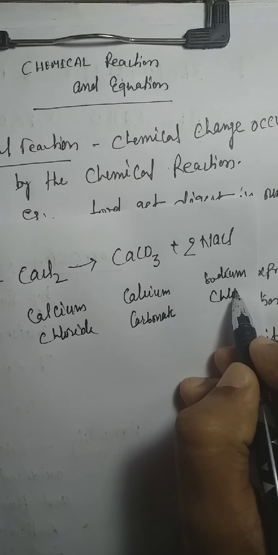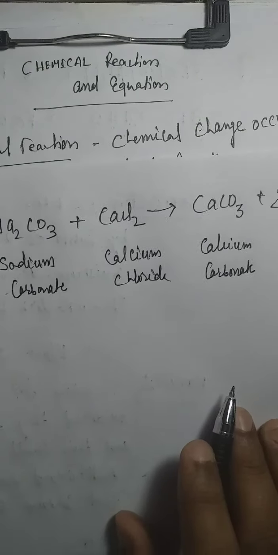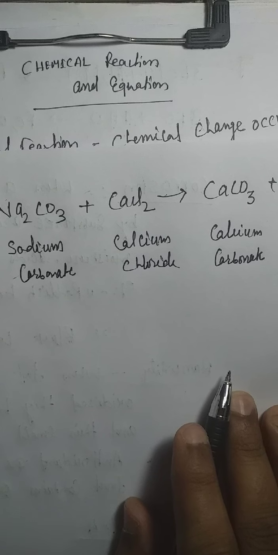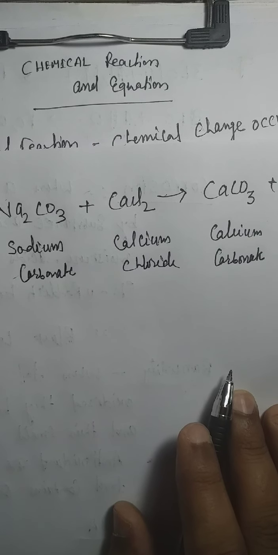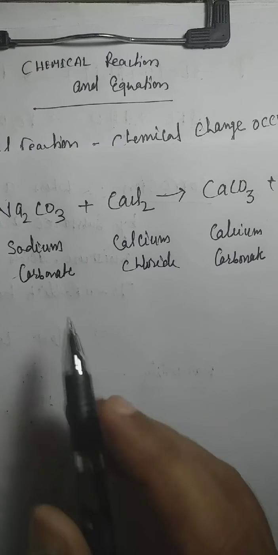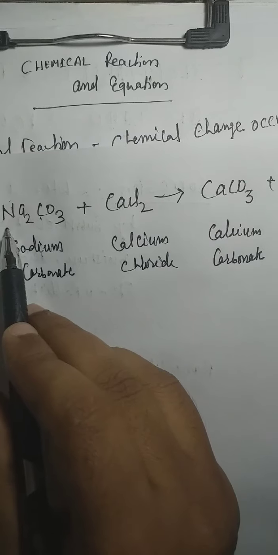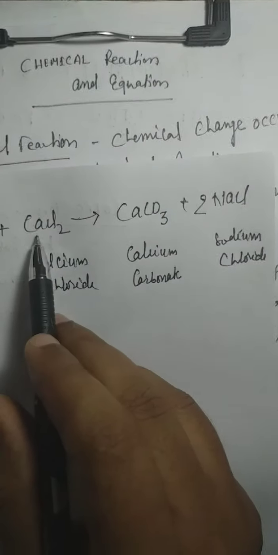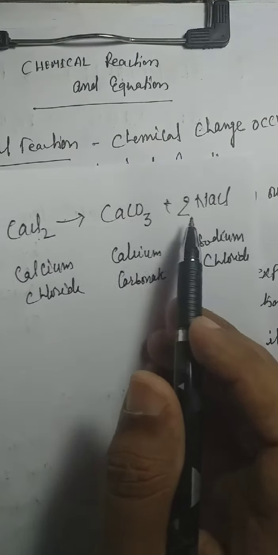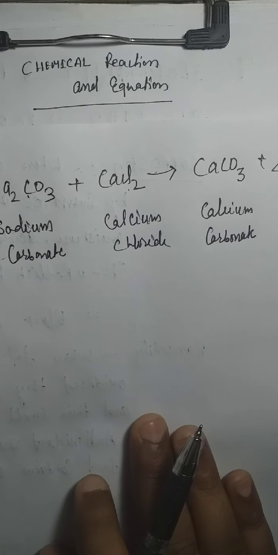So what we are watching is an example of a double displacement reaction. In this reaction, what is going on? Sodium carbonate and calcium chloride exchange ions to form new compounds. Hence it is called a double displacement reaction. These ions are changed. See, sodium with carbonate now becomes calcium with carbonate. Calcium with chloride now becomes sodium with chloride. So the ion positions are completely changed. That's why it is called a double displacement reaction.